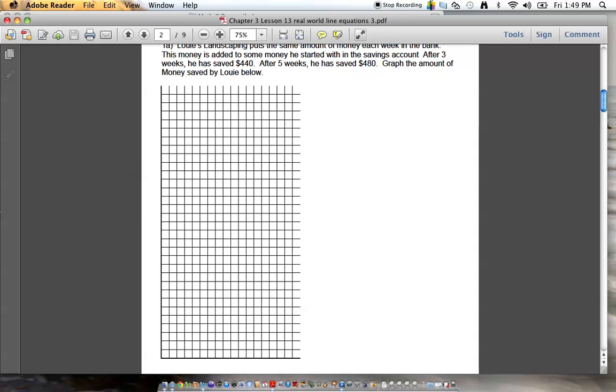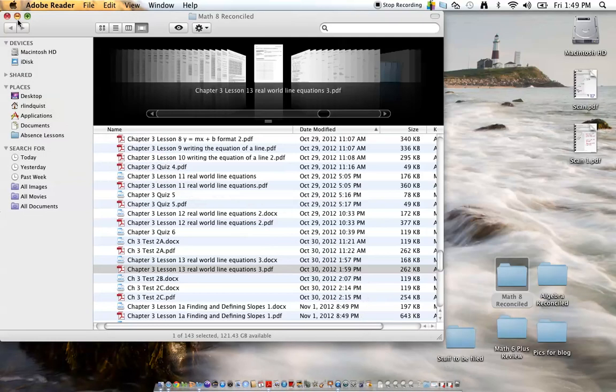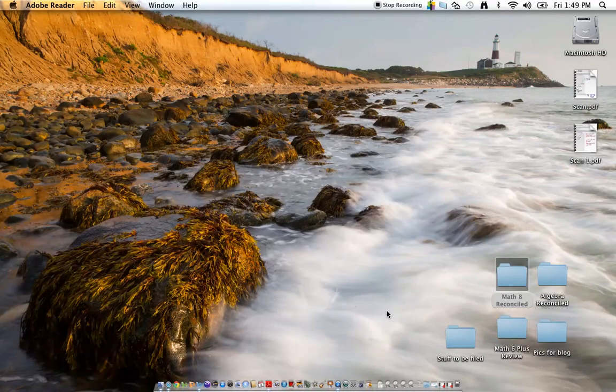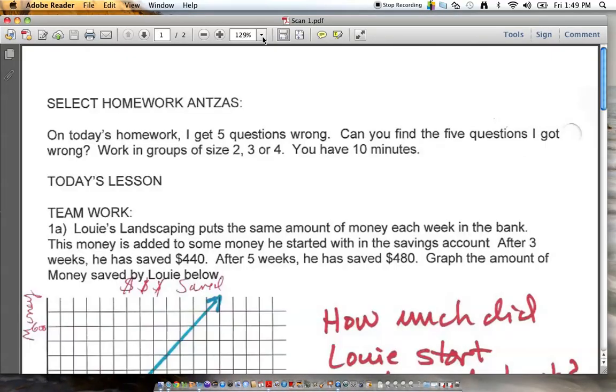Okay. Ready? Here we go. If you're good on this, you should be in excellent shape. Scan number 2. Let me cut it down to 75.